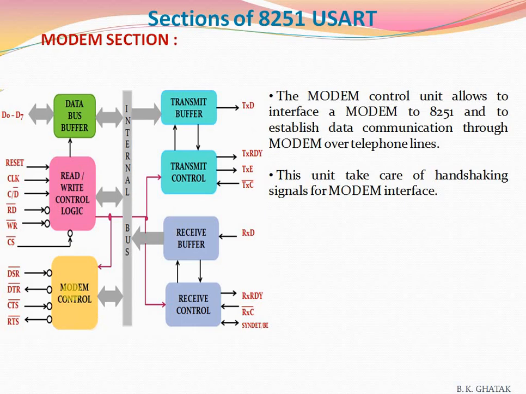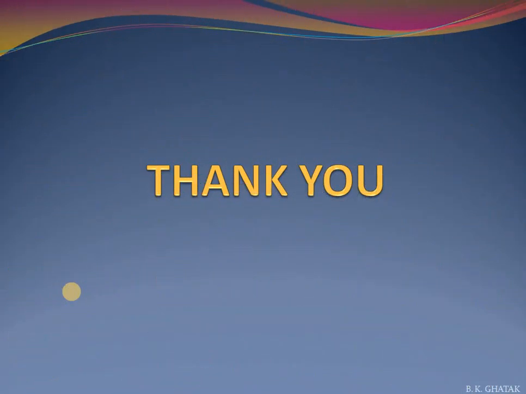So from this video we can easily understand the basic block diagram or basic internal architecture of 8251 USART, and we can see that there are 5 sections. One is known as data bus buffer, another is read write control logic, next one is transmitter unit, next one is receiver unit, and lastly the modem control unit.